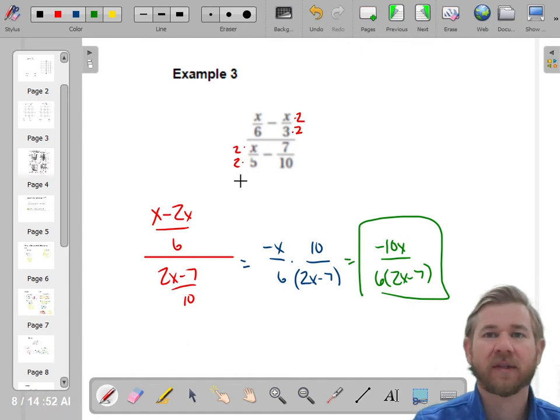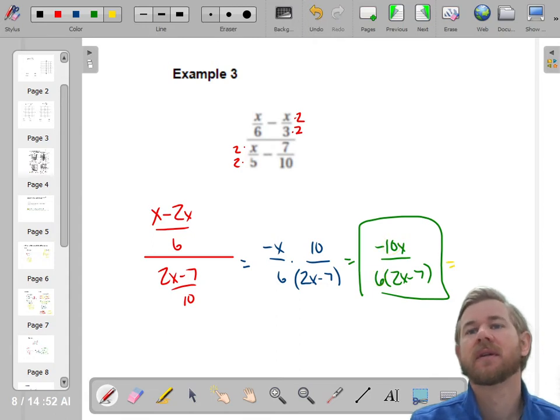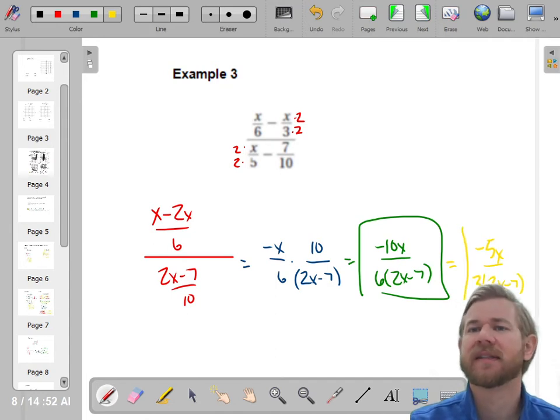We can simplify that a little bit, though, can't we? 10 over 6, that can reduce. So 10 over 6 is 5/3. This would be negative 5x over 3 times 2x minus 7. There you go. Something can keep changing.